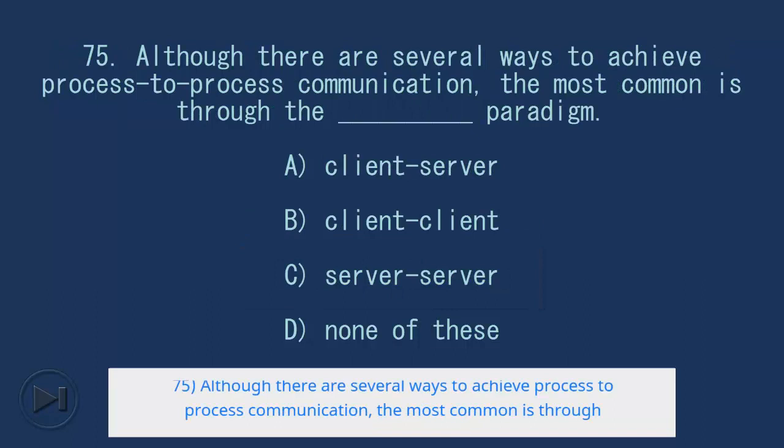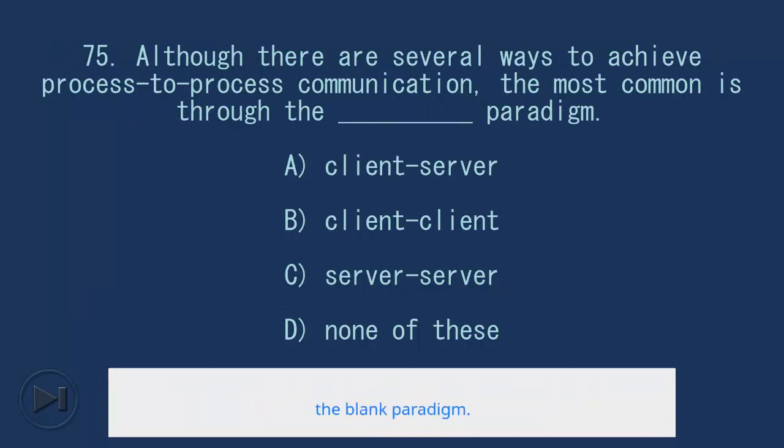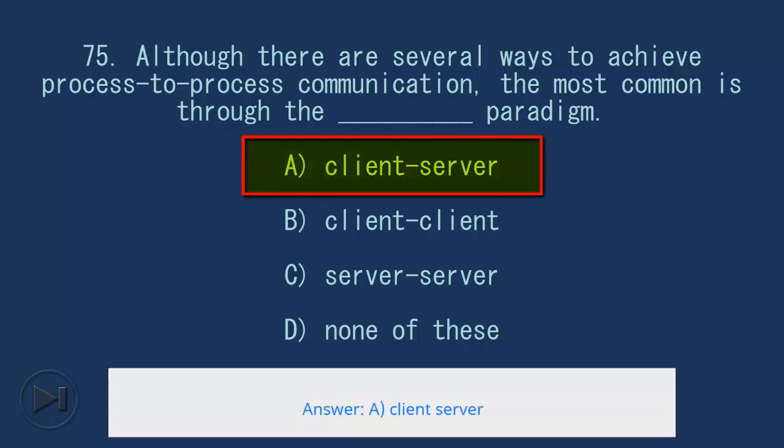75. Although there are several ways to achieve process-to-process communication, the most common is through the blank paradigm. A, client-server. B, client-client. C, server-server. D, none of these. Answer, A, client-server.